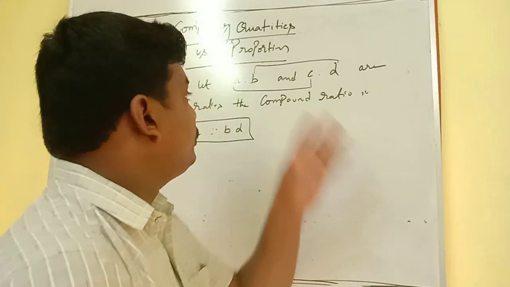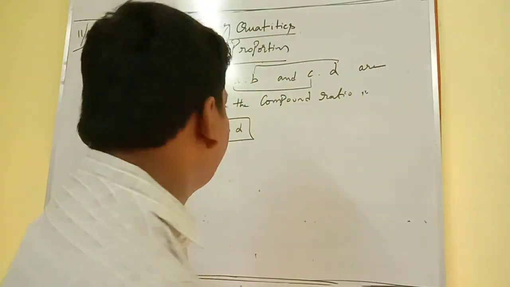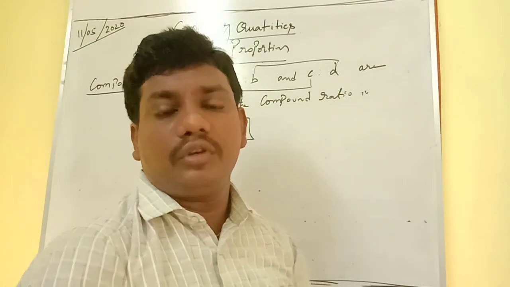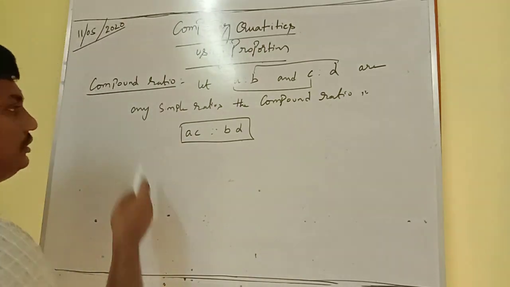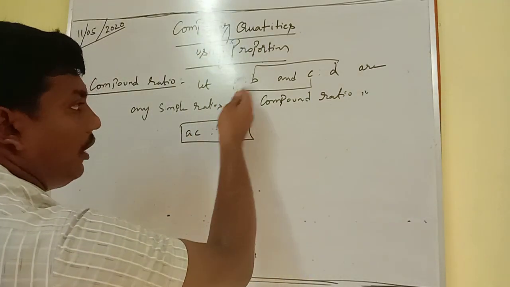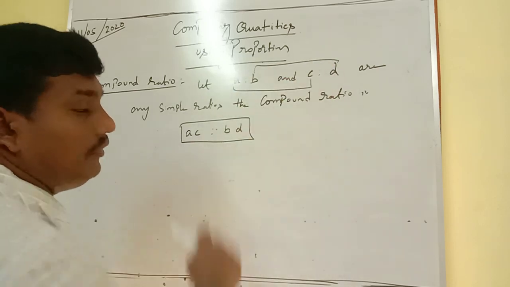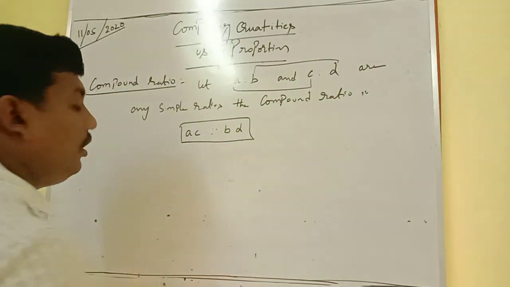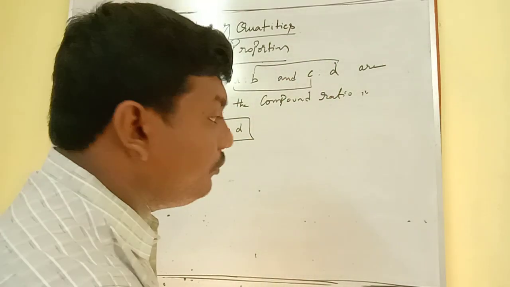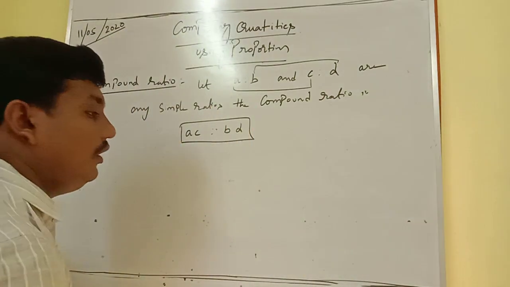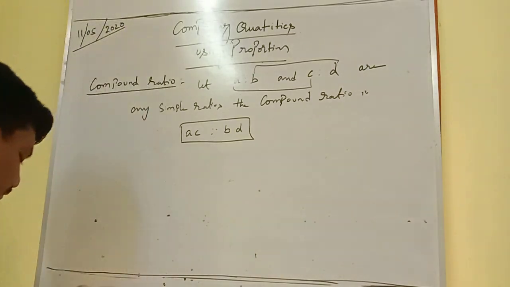If two simple ratios A is to B and C is to D are considered, and we are going to find the compound ratio, then the compound ratio is nothing but the product of antecedents to the product of consequents. This is called compound ratio. So in which situation will the compound ratio be required? Let me consider one.